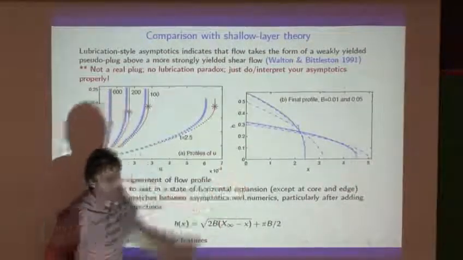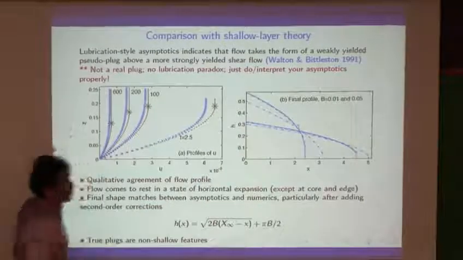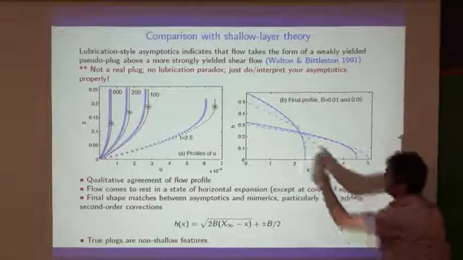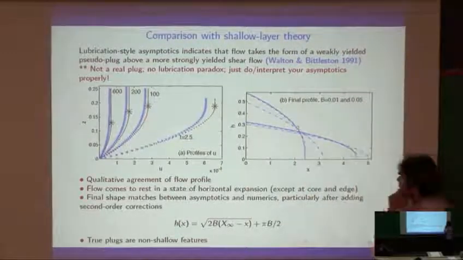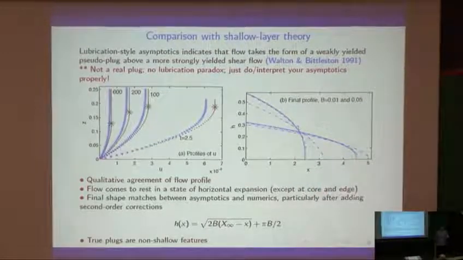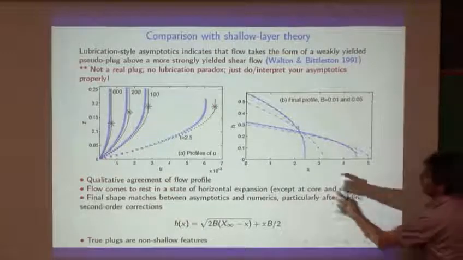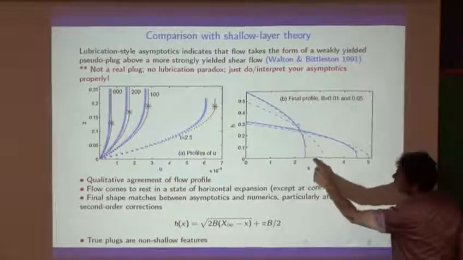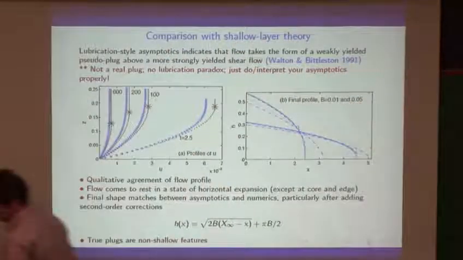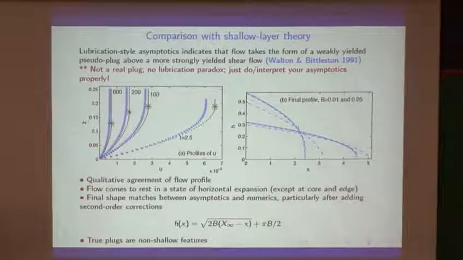And then this is comparing again the final profile for a couple of different values of the Bingham number. The solid line is the numerical result. Here, by the way, is the remnant of that corner. The dashed line is the result of doing higher order asymptotics with the correct form for the flow in the limit. This is the leading order result due to Nye. And then this is the higher order asymptotics if you assume it's in compression.